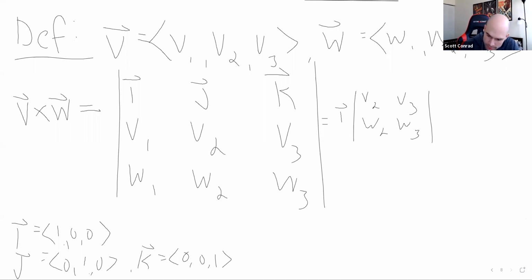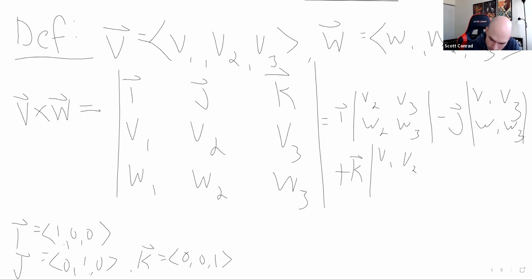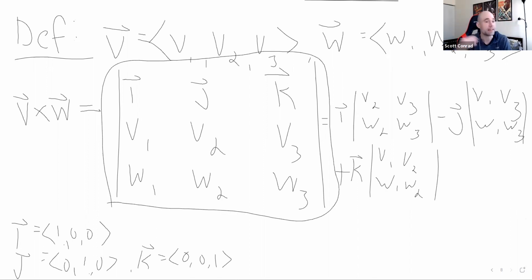Then minus J, cross out the row and column, determinant of V1, V3, W1, W3, and then plus K times the determinant, cross out the row and column, of V1, V2, W1, W2. That's a cross product. You don't need to remember the stuff on the right-hand side. You need to remember just this determinant, and then know how to calculate determinants, and you'll be fine.